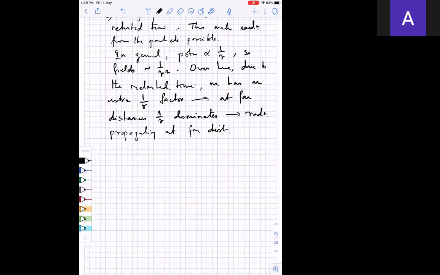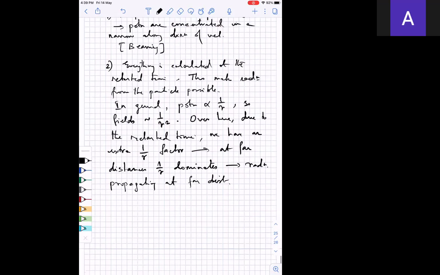Now, this. So you mean an extra r factor, right? Not 1 by r. There's a 1 by r. So there's a 1 by r squared and there's a 1 by r. So totally it's 1 by r cube. No. There are two. In a moment, I will show you. There are two parts to it. There's a 1 by r part and there's a 1 by r squared part. Oh, okay, sum of terms. Okay.